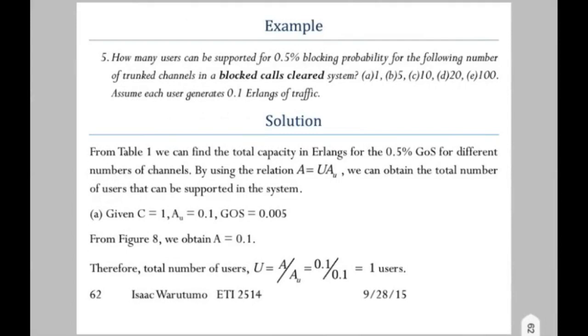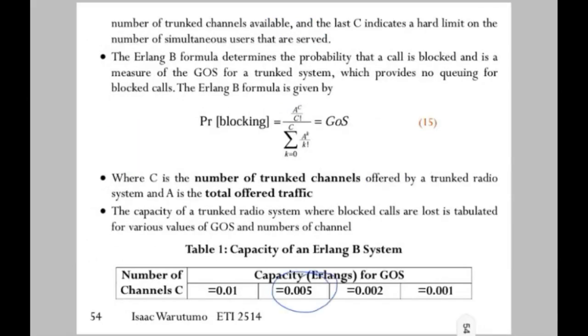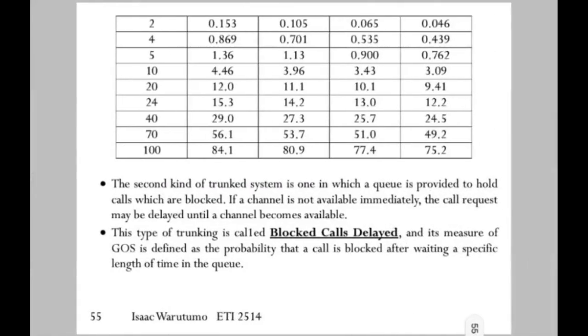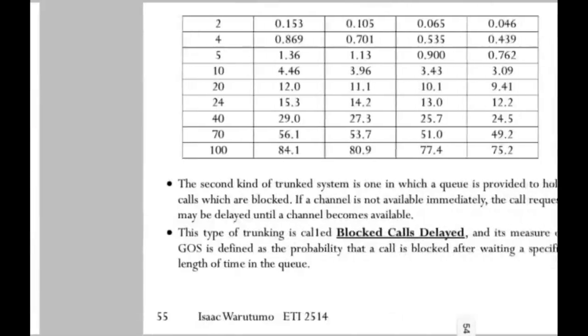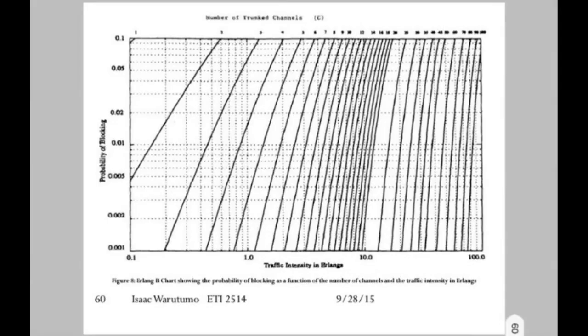Moving on, we have the question that was asking: how many users can be supported? So we are supposed to go to table 1. That is the part that I missed. Go to table 1 and look for GOS equal to 0.005. That is the second column that we want to use, and the number of channels available is 1. If you don't have that one, then we can go directly to figure 8. Figure 8 is right here. One channel is right there.